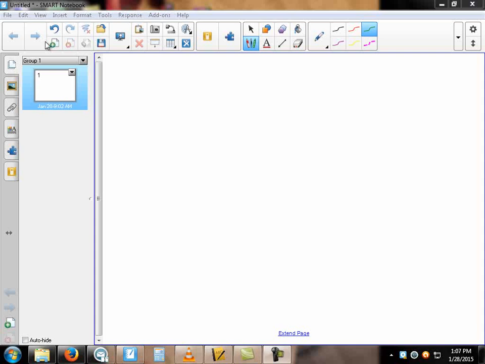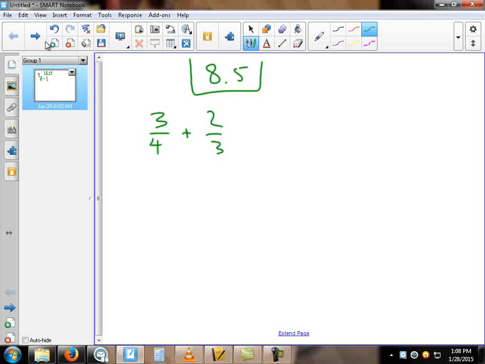Okay, so for this assignment, we're talking about section 8.5, which is all about adding and subtracting rational or fractional equations. One of the things you have to realize, thinking back to way early in your experience with mathematics and fractions, is that when you have something like 3/4 plus 2/3, you can't physically add them the way they are because they don't have a common denominator. It means that the pieces don't fit together correctly. So we need to split them into things that do have a common denominator.